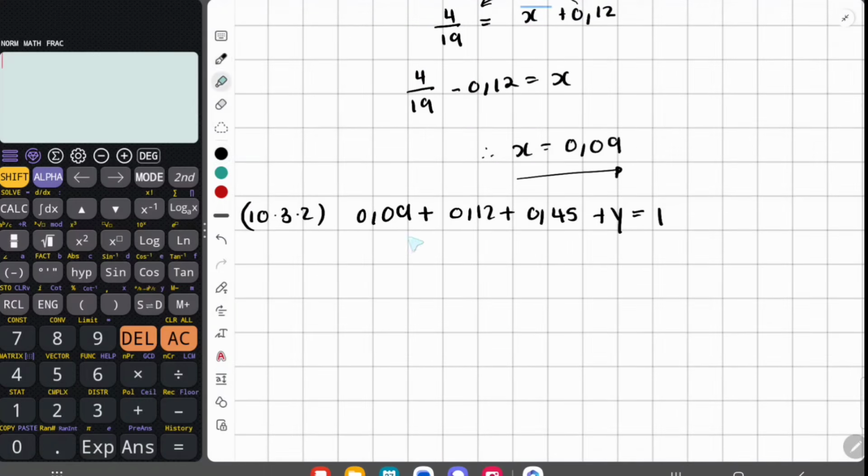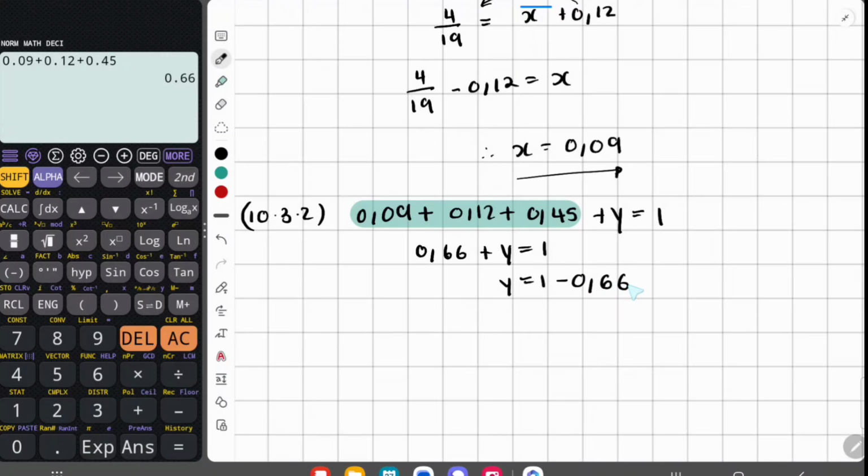So since all of these are numbers, I'm just going to add them up first. And when I add all of these decimals, I get 0.66, and we say plus y is equal to 1. And so y is equal to 1, and we're taking the 0.66 over, minus 0.66, and y is finally equal to 0.34, and that's our value for y.